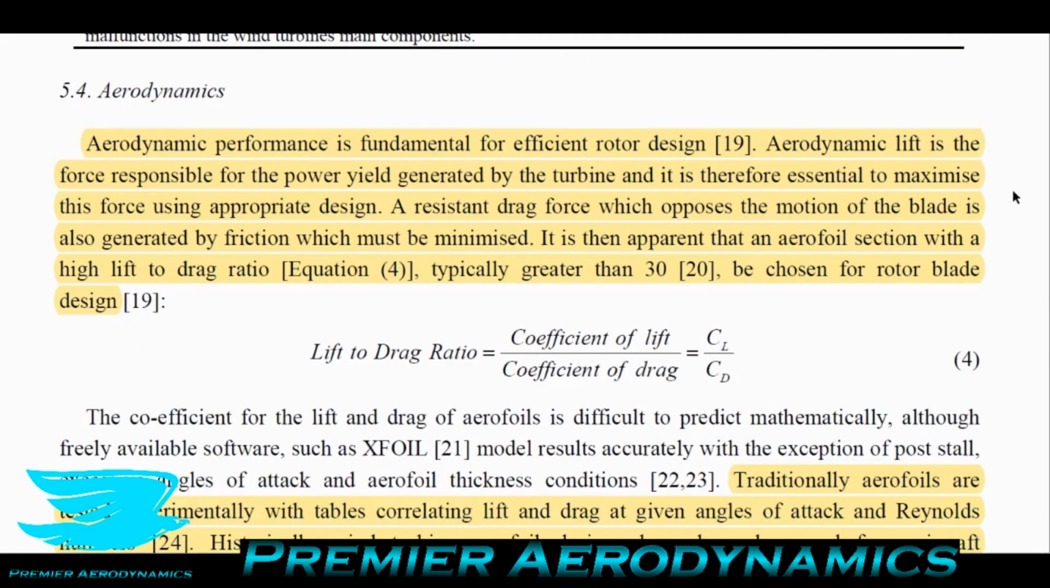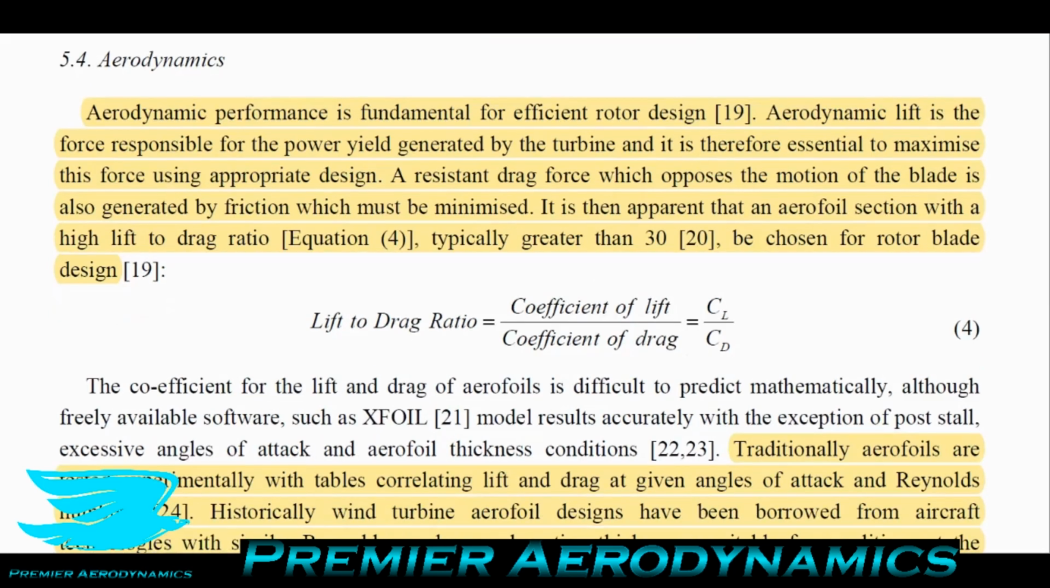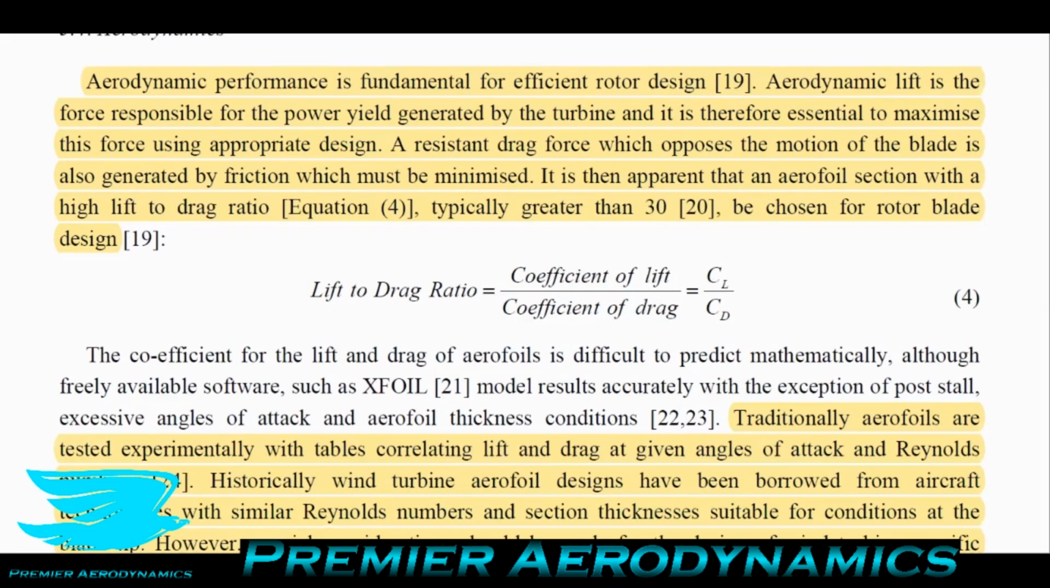And therefore, it is essential to maximize this force, the lift, using appropriate designs. The resistive drag force, which opposes the motion of the blade, is also generated by friction, which must be minimized. It also is by profile drag in general, so pressure drag, friction, and induced drag. It is then apparent that an airfoil section with a high lift-to-drag ratio, typically greater than 30, be chosen for rotor blade design. And the reason why I'm quite surprised by that is that having a lift-to-drag ratio, which is the measure of efficiency for an airfoil, of 30 is really good.